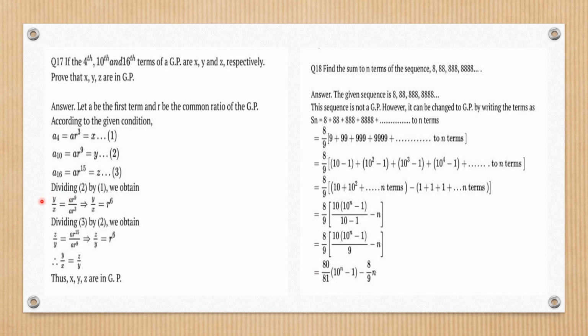From the first expression, I get y upon x as r raised to power 6. Similarly, by dividing 3 by 2, I also get z by y equal to r raised to power 6. And on comparison, I find y upon x equal to z upon y. So what does it mean? It means that the three numbers are in GP.